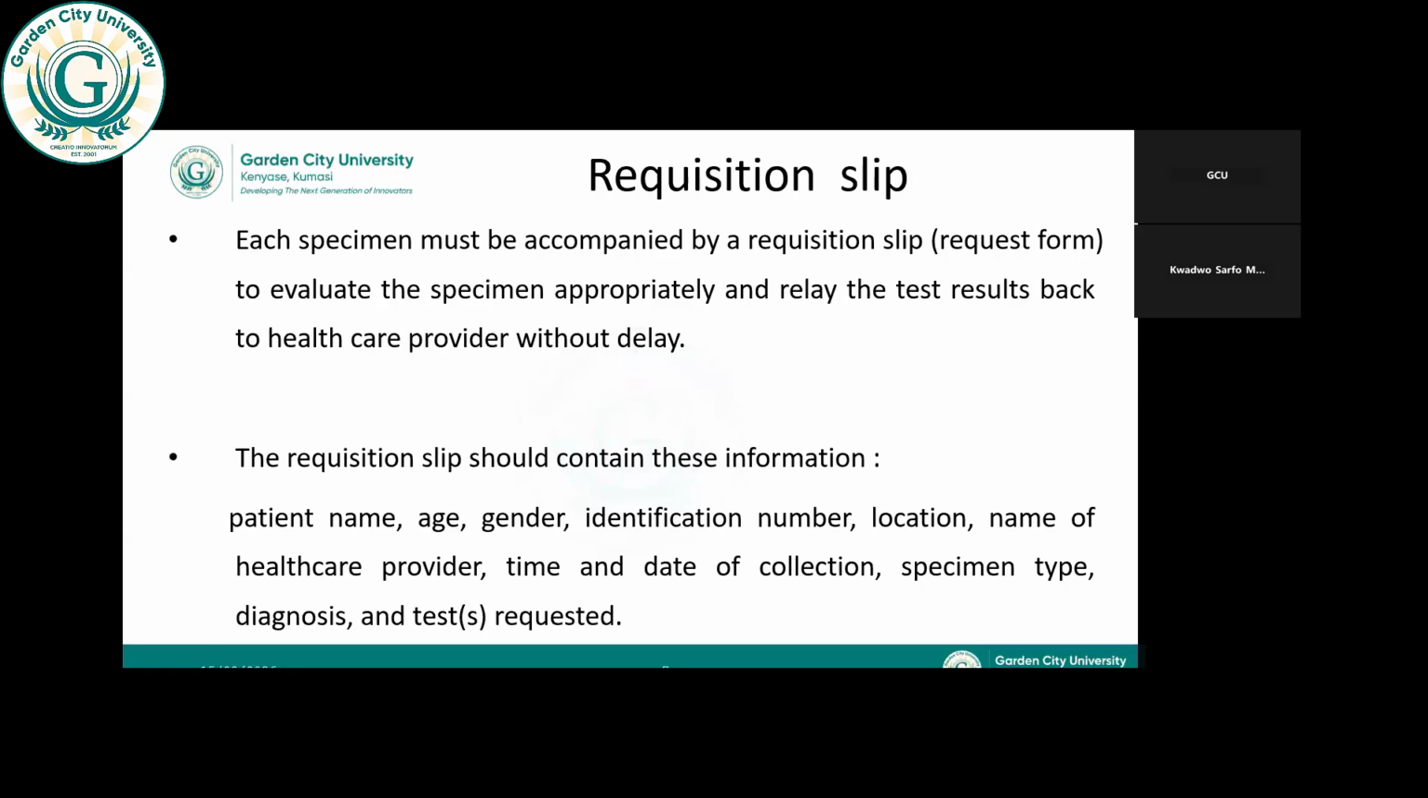And the diagnosis needed. Sometimes one sample could be taken and then several tests will be required. So all these should be indicated on the form. Otherwise, the test which is needed, if it's not indicated, doesn't help the patient or the client anyway.